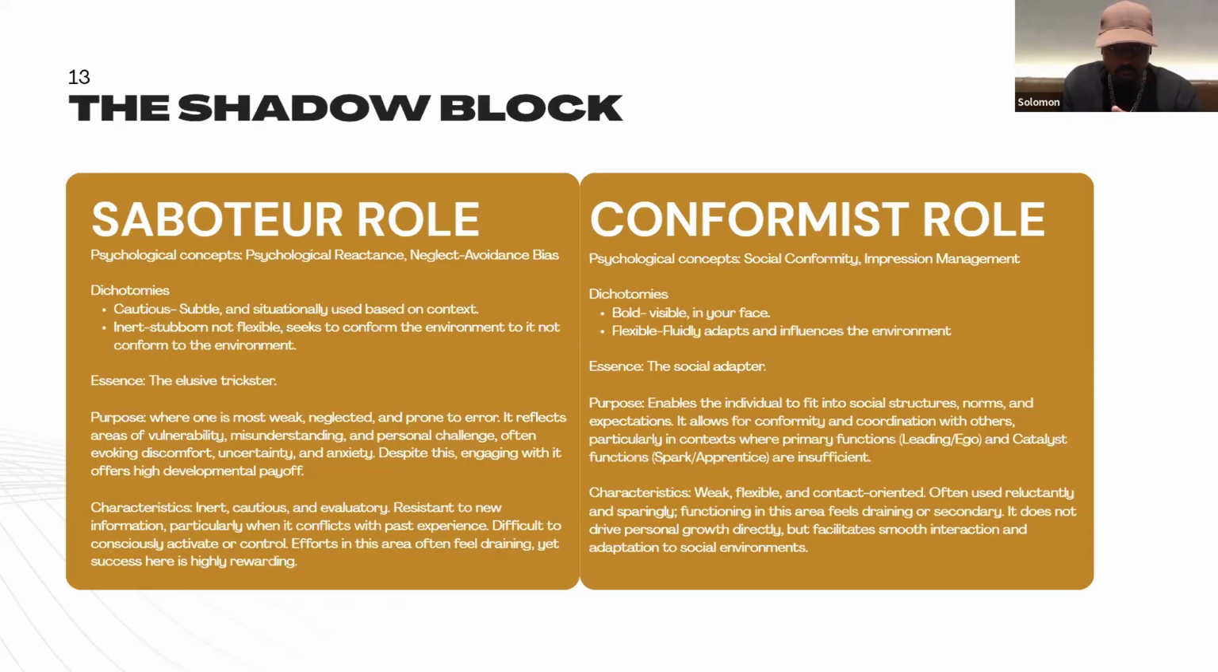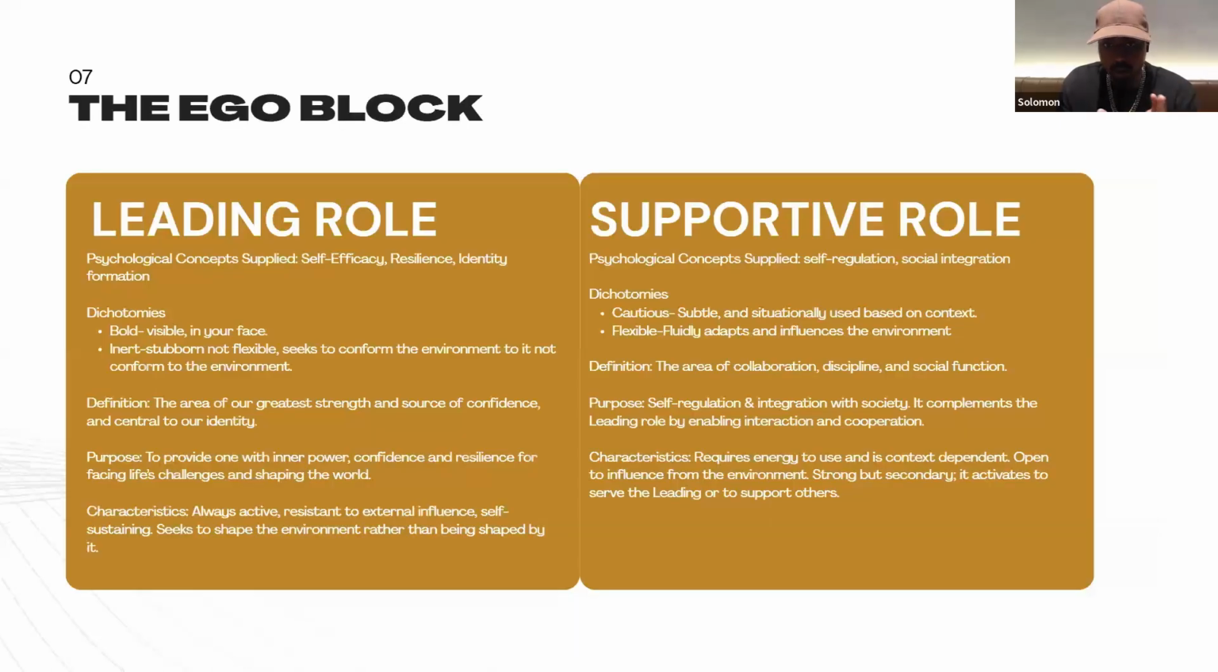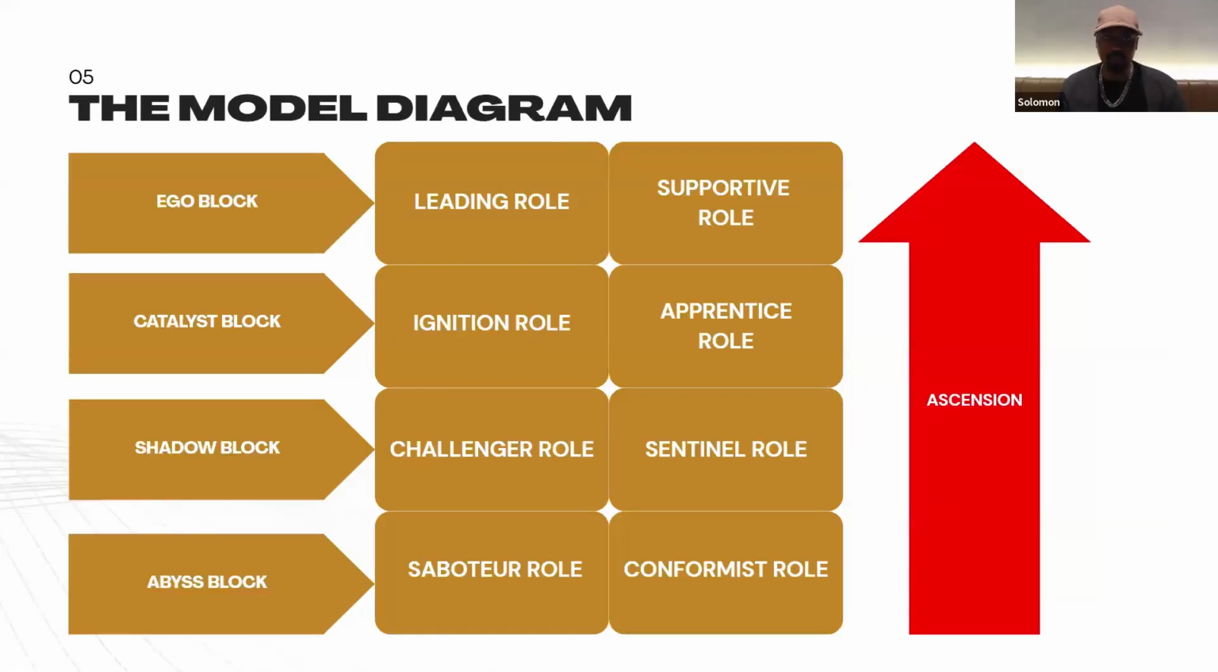Let me go back to the original diagram, because I want to go back to what I mentioned about the quadras. When we look at quadras, it's all about what people value. If you look at the model diagram in the middle here, the leading role, supportive role, ignition role, apprentice role make up your four functions that determine your quadra. So you're in the beta quadra. You've got Ni, Fe, Ti, Se. Those are what you value. Now, what's your opposite quadra? Your opposite quadra is the delta quadra, and those are the functions that you do not value, as in you do not like to use.